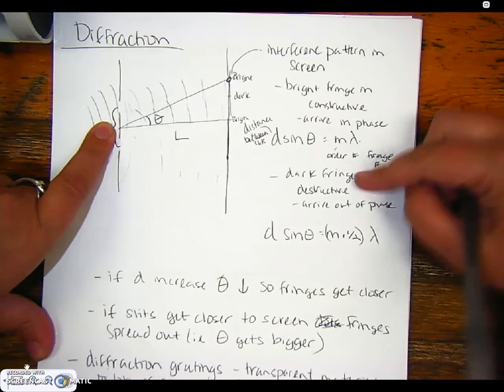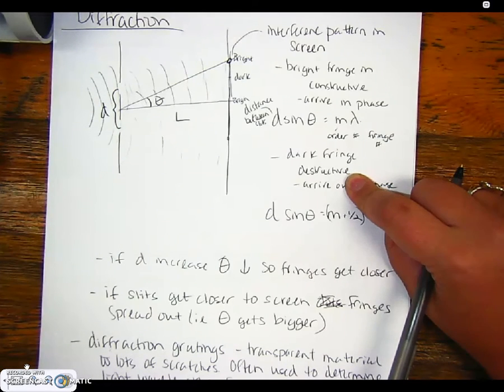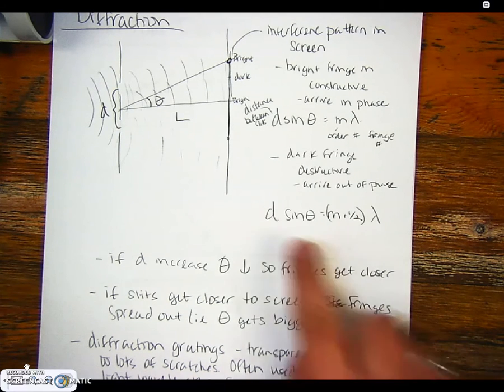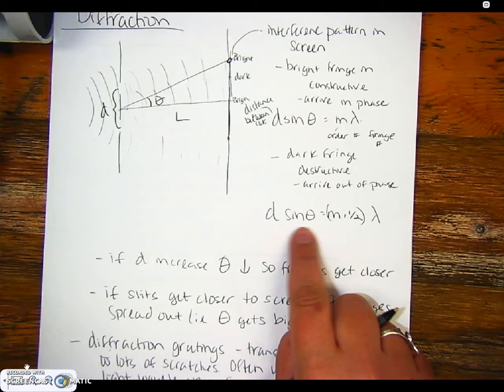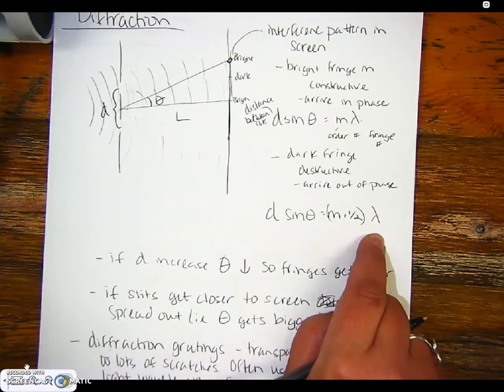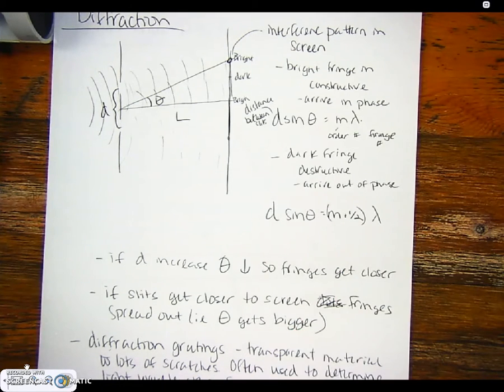So if we want to calculate something about the dark fringes, we're going to have destructive interference, so the waves are arriving out of phase, meaning one of the waves has traveled half of a wavelength further than the other. Here we use the same equation, but we have d sine theta is equal to m plus 1/2, so the order number plus 1/2, times the wavelength, and that will allow us to find what is called the minimum, or the destructive fringes, or the dark fringes.